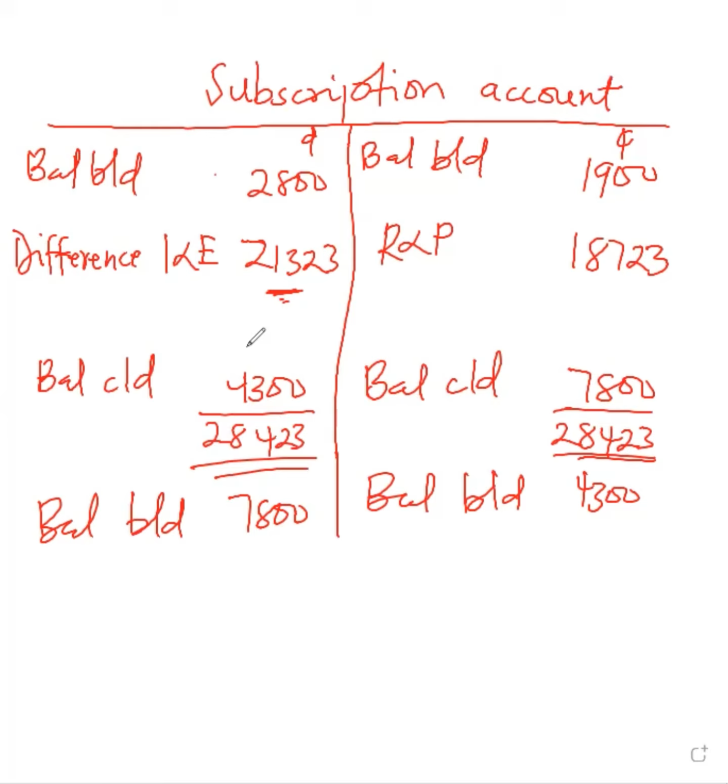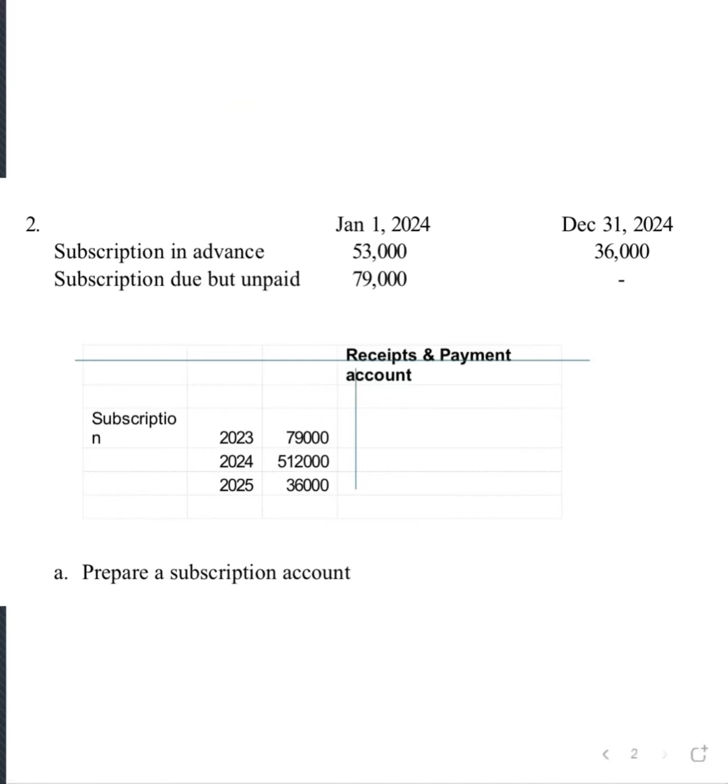Okay, so let's move to question 2. With question 2, we have subscription. We have January 1, 2024 and December 31, 2024. That is one accounting period. So we have a subscription in advance, 53,000, and 36,000 as the closing, and a subscription due but unpaid, which is also known as the subscription in arrears or a subscription owing, is 79,000, and we don't have any closing balance for the subscription due but unpaid.